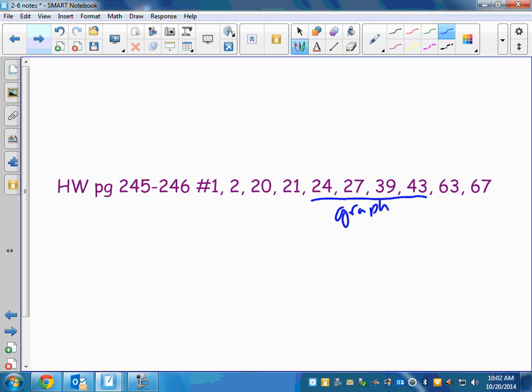But 4 graphs. 63 is true false. That's a good one, right? 67 is multiple choice. So 4 graphs. Find your asymptotes, pick points. If you want graph paper, I can give it to you. If you want to just draw your own graphs, I'm okay with that too.